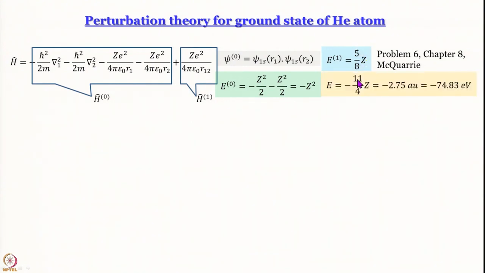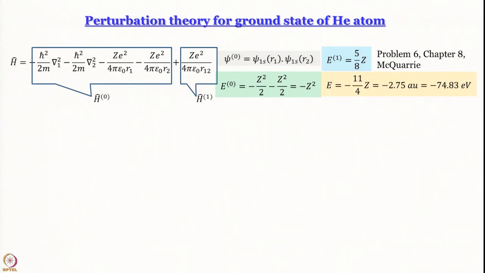What is total energy then? Total energy is minus Z square plus 5/8 Z, okay. That turns out to be minus 11 by 4 Z. Okay. There is a minus sign here that I missed, I am sorry. So, or I have to write E0 minus E first. So, that turns out to be minus 2.75 atomic units, which is 74.83 electron volt.